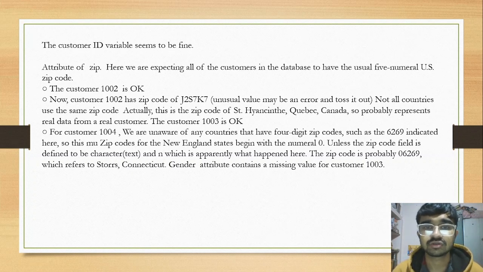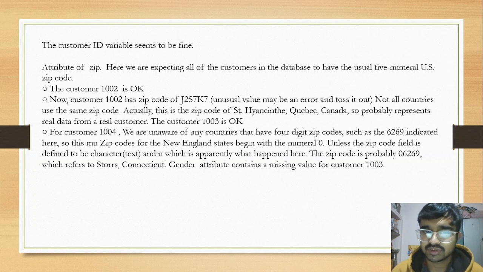The customer 1003 is okay, but for customer 1004 we are unaware of any countries that have a 4-digit zip code, such as the 6269 indicated here. The zip codes for the New England states begin with the numeral 0, unless the zip code field is defined to be character text, which is apparently what happened here. The zip code is probably 06269, which refers to Storrs, Connecticut. So in this way we have solved some problems.